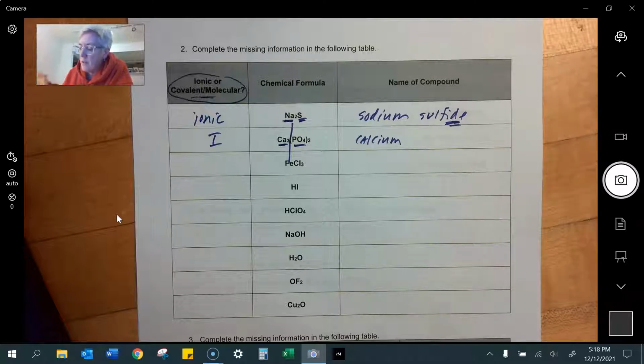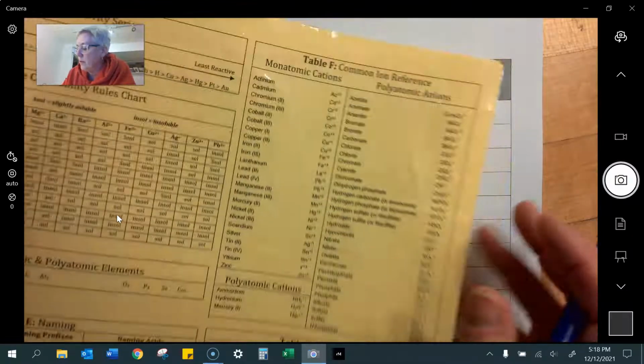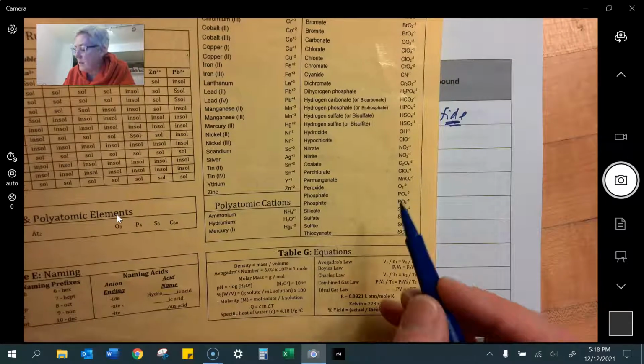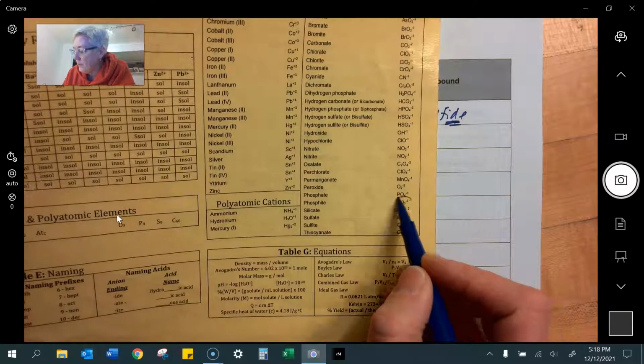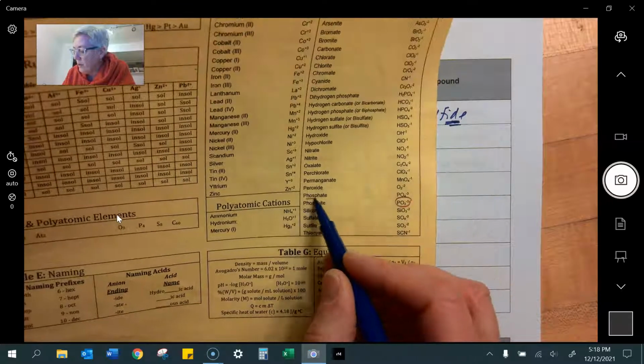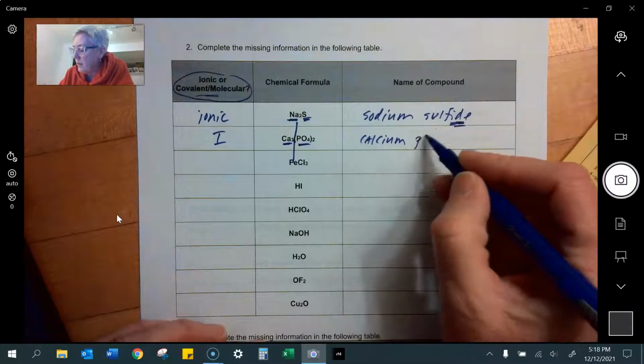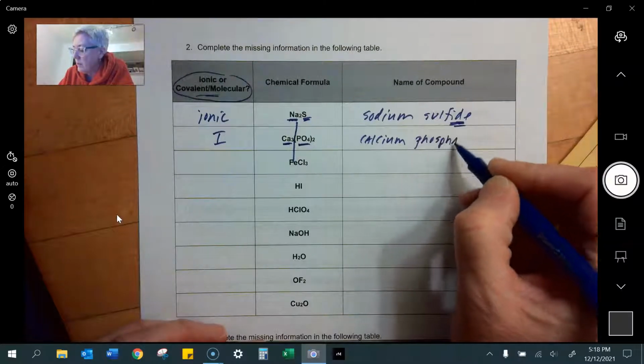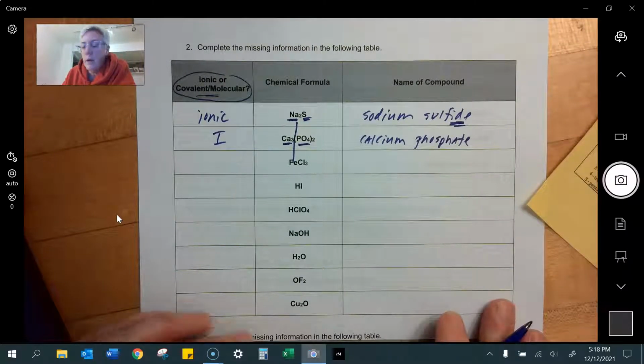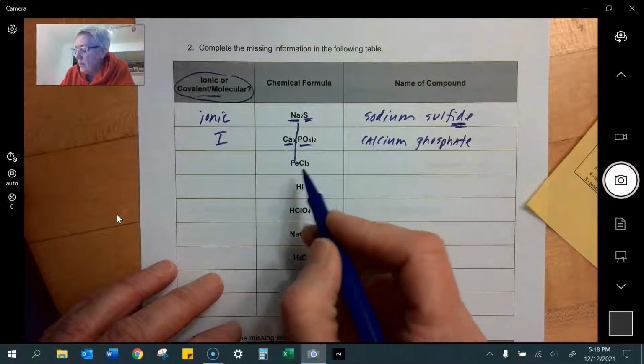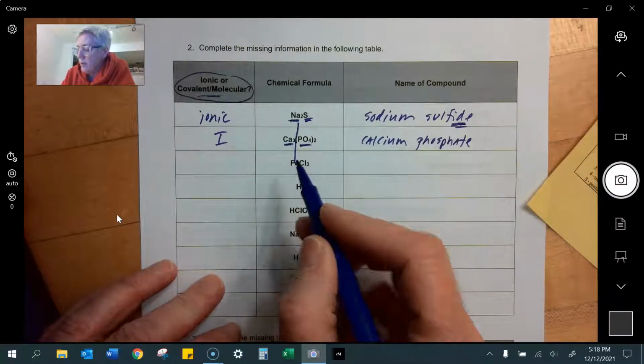PO4, we have phosphorus and oxygen, so that's kind of a clue that that's a polyatomic ion, and you would have to find its name back here. So here's PO4. Its name is phosphate. So we call that calcium phosphate.